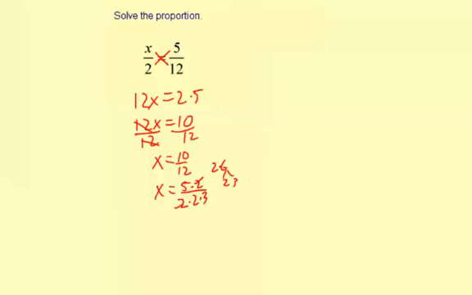Now there's a 2 here and 2 here that are going to reduce out, so we have 5 divided by 2 times 3. x equals 5 divided by, and 2 times 3 is 6. So our answer here is 5/6.